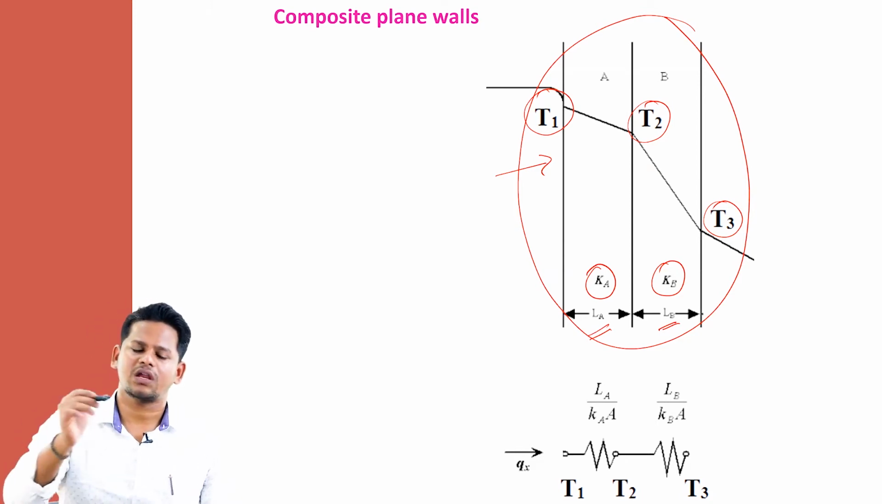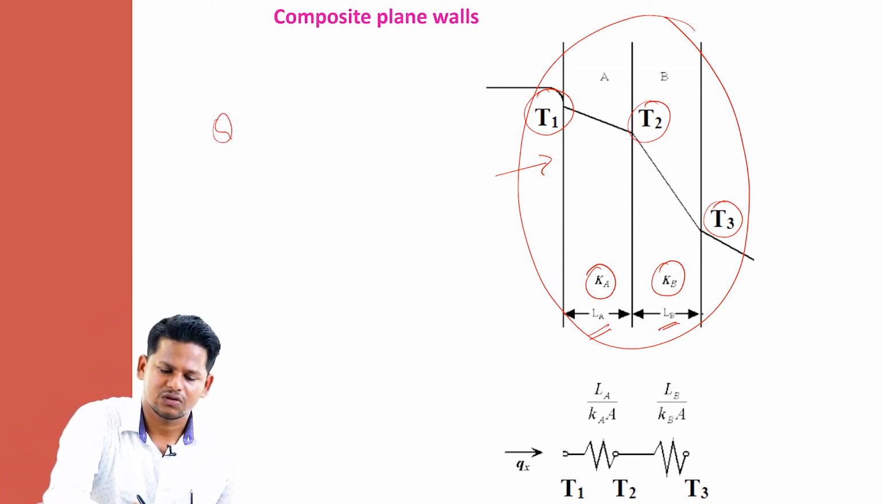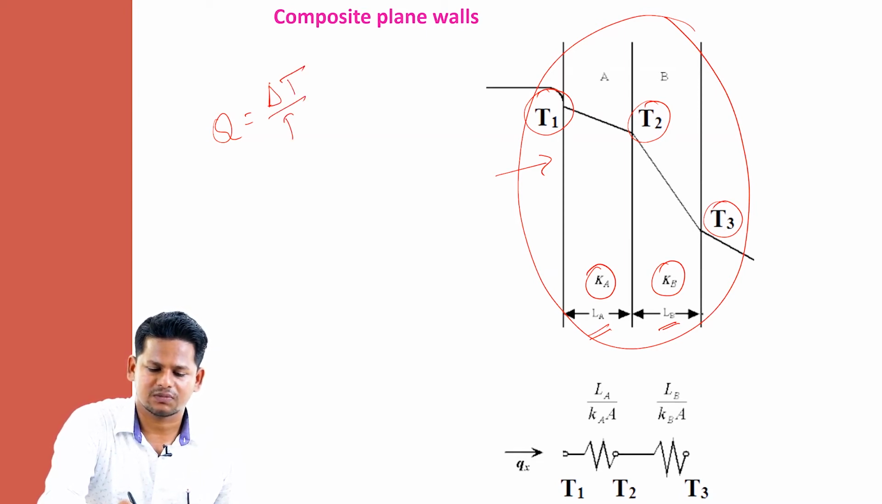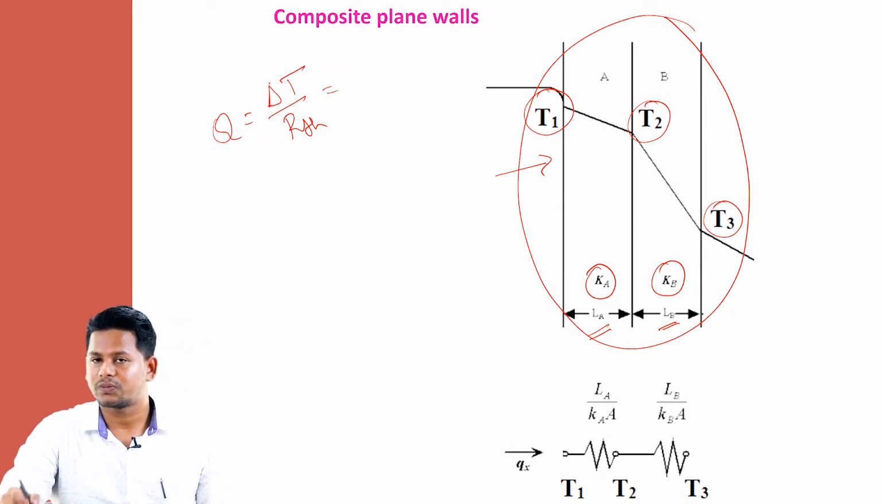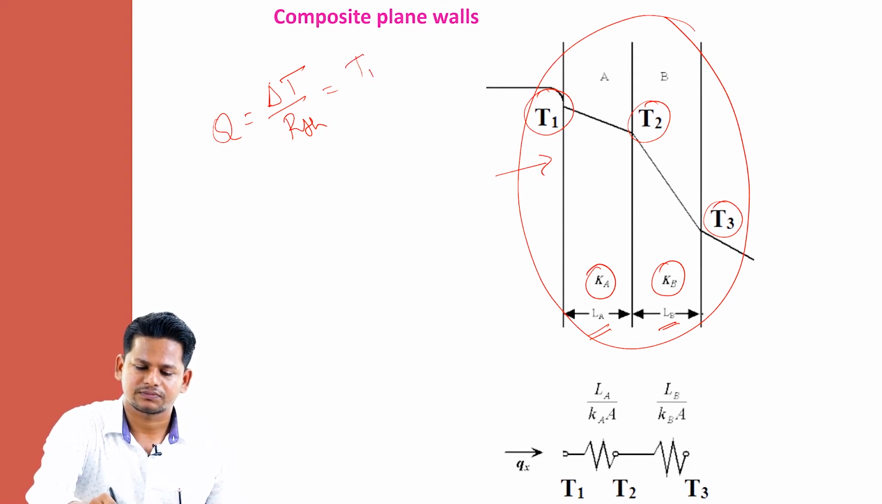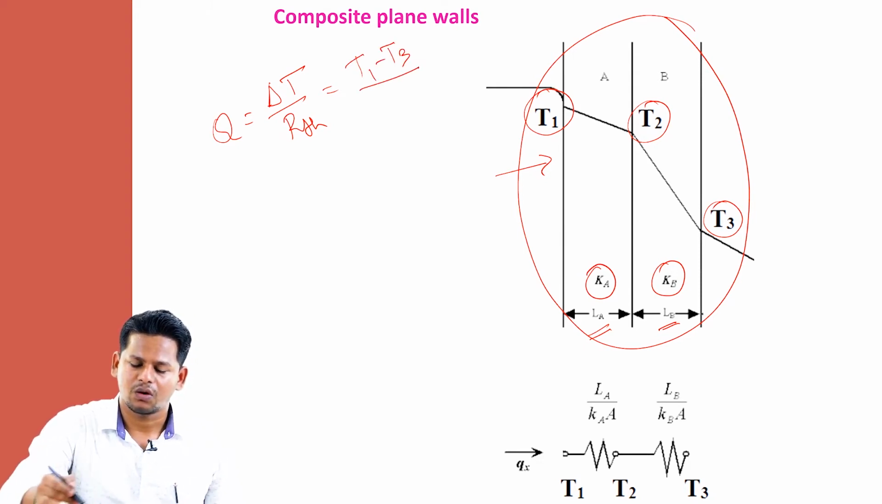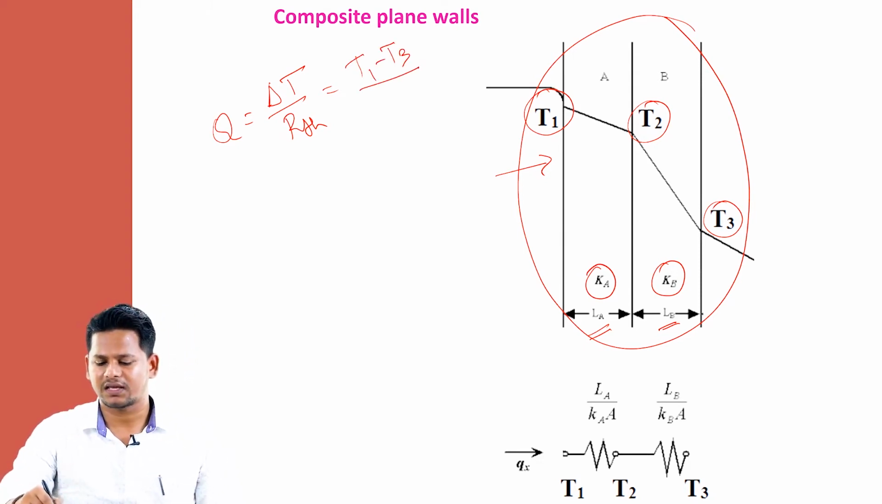Now the question is, how can I find out this value? We know the formula Q equals delta T by R, the overall temperature difference divided by the thermal resistance. What is the overall temperature difference? It is not T2 minus T3, it is not T1 minus T2, it is T1 minus T3, divided by the overall RTH. What is overall RTH?